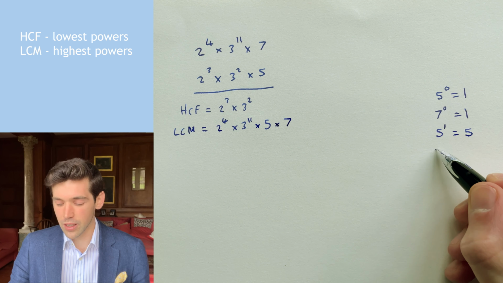Okay, and then here we go. Let's just quickly go through this to reinforce what we've been doing. Highest common factor means the lowest power. So we're picking 2 squared in this case, and then we're picking 3 squared as well. And for the lowest common multiple, we're picking the highest power, so that's 2 cubed times 3 to the 4.